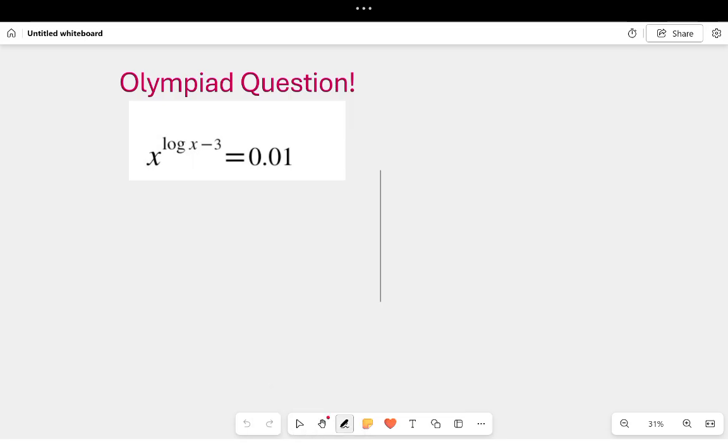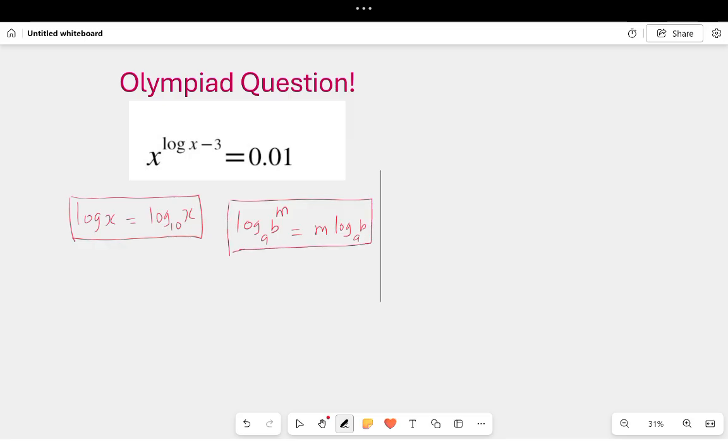So before we solve this question, we need to understand the following. The first thing is just log x, it just means logarithm to base 10 of x, just the same thing. And then we also need to fully understand that if I have logarithm to base a of b to the power m, this can also be written as m log to base a of b. Okay, that's very important for us.